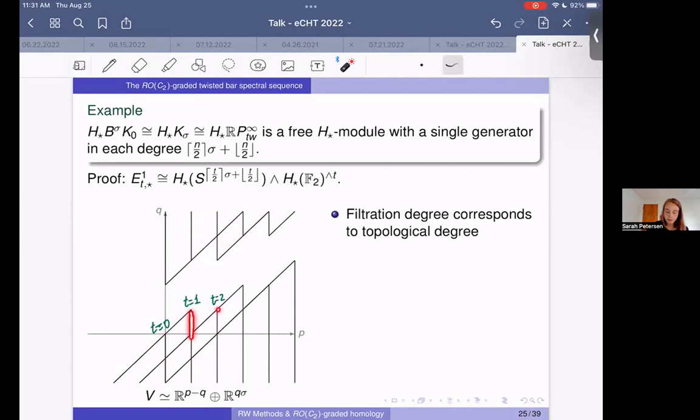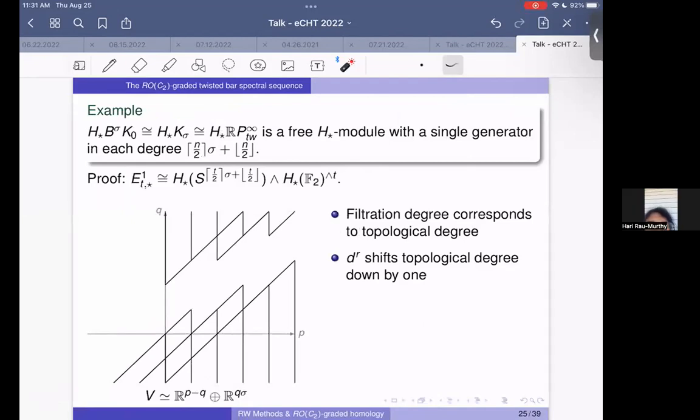T is 1, T is 2. And what this means is, do the overlapping triangles just mean they're on top of each other? Got it. Okay, thanks.